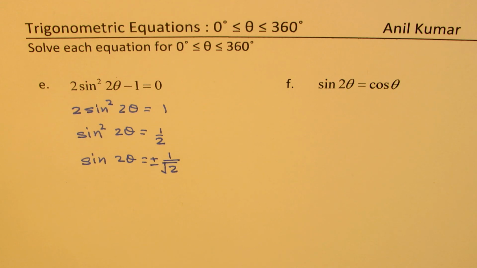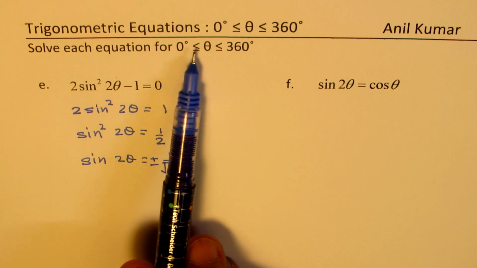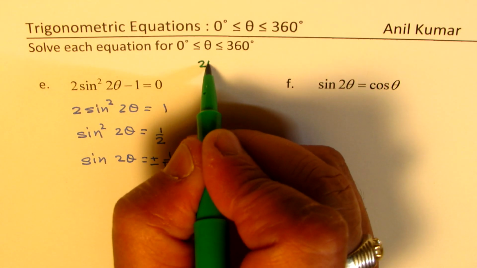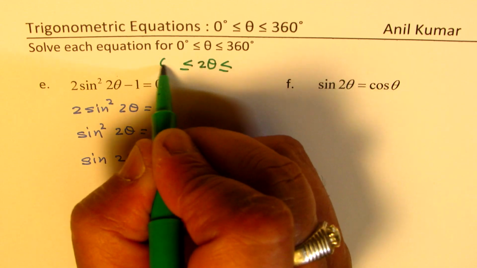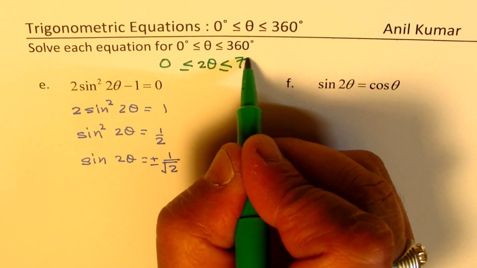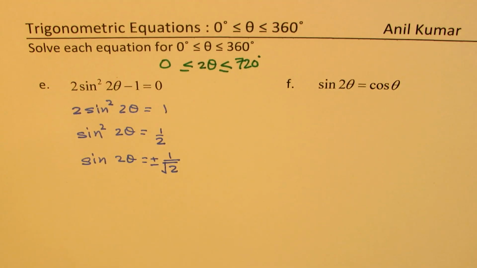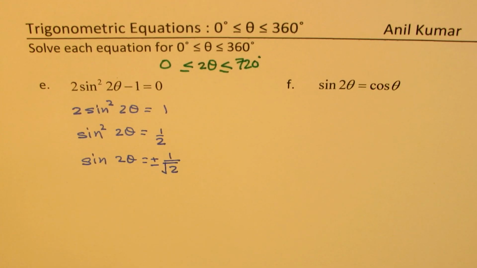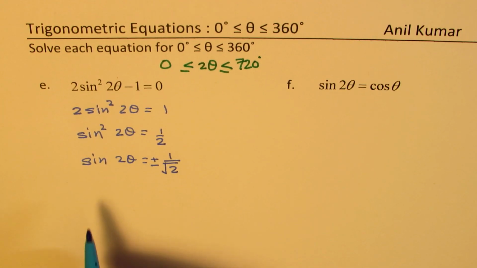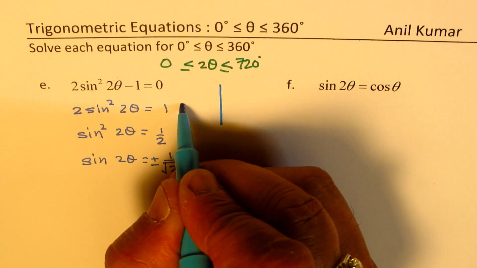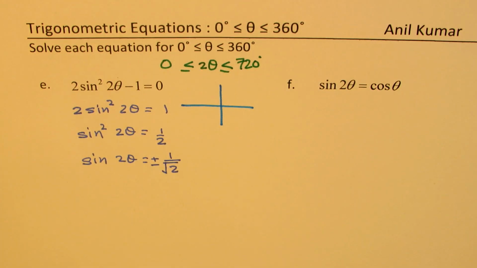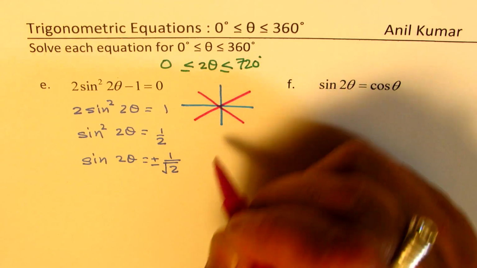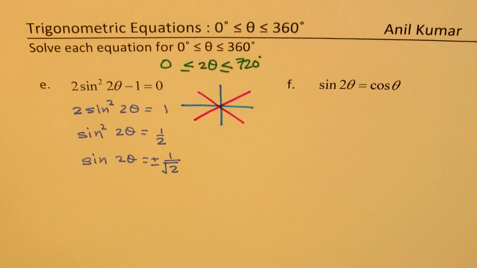Now we need to solve this equation. Remember, theta is between 0 to 360 degrees. It means 2 theta should be between what? 0 to times 2, 720 degrees. This is kind of critical to understand. So we are looking for now 2 circles, right? Sine 2 theta is both positive and negative, means we are looking for 4 solutions in one circle. Do you get the idea?